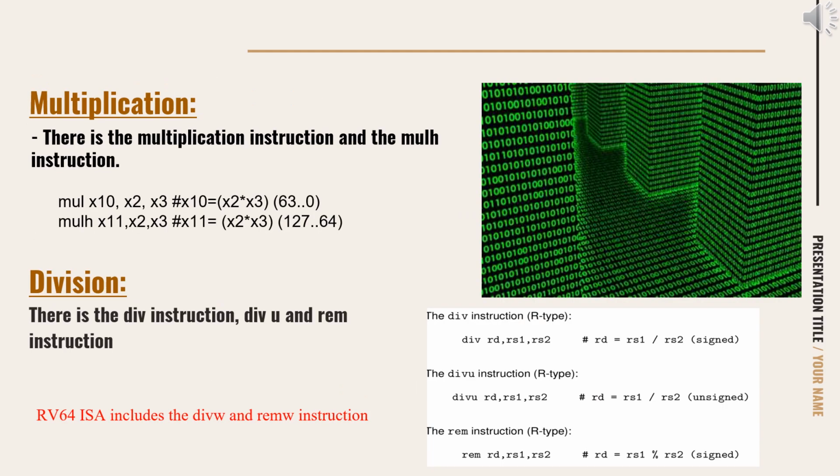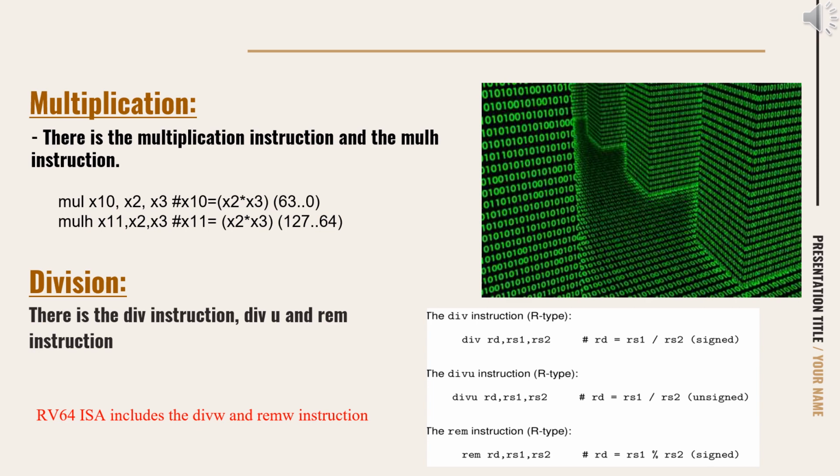The multiplication instruction multiplies the 64-bit values in RS1 and RS2, the source registers, and stores the lower 64 bits of the 128-bit product in the destination register RD. This instruction can be used for both signed and unsigned multiplication, while the multiplication high instruction multiplies the signed 64-bit values in RS1 and RS2 and stores the upper 64 bits of the 128-bit product in RD. This instruction as well can be used for both signed and unsigned multiplication.